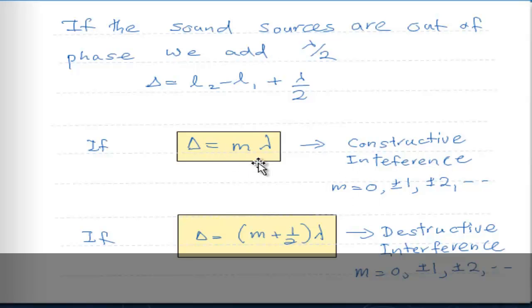So this m could be 0, plus or minus 1, plus or minus 2, or plus or minus any integer value. On the other hand, if this path difference is (m plus 1/2) wavelength, then it becomes a destructive interference. Again, m could be 0, plus or minus 1, plus or minus 2, and so on. And these are the two conditions that tell us whether the interference is constructive or destructive at a given point in space.